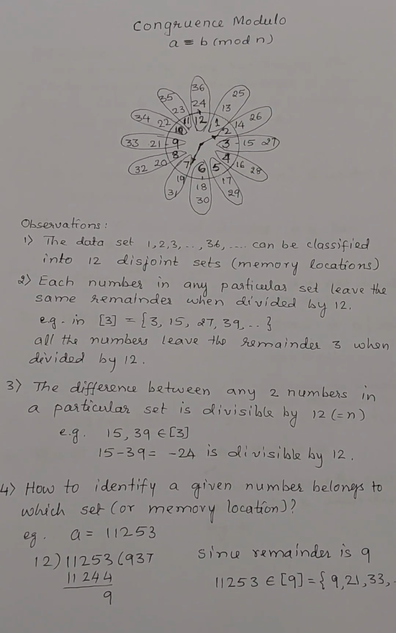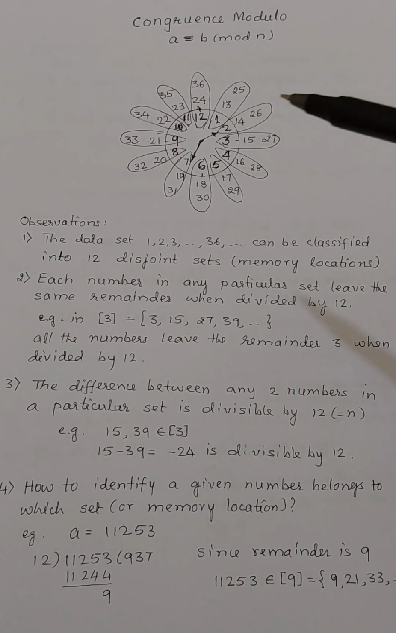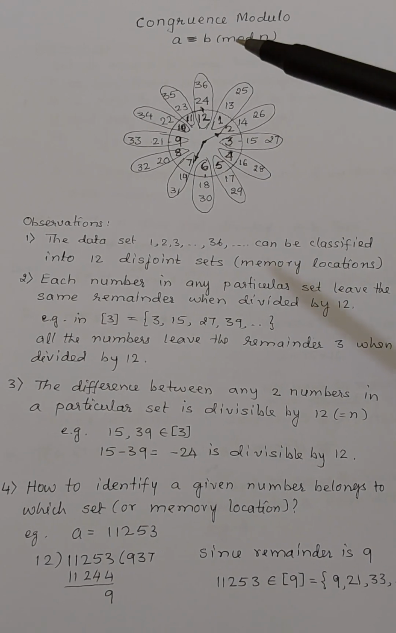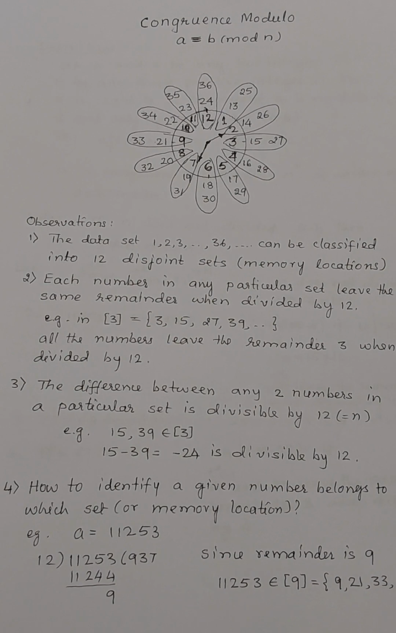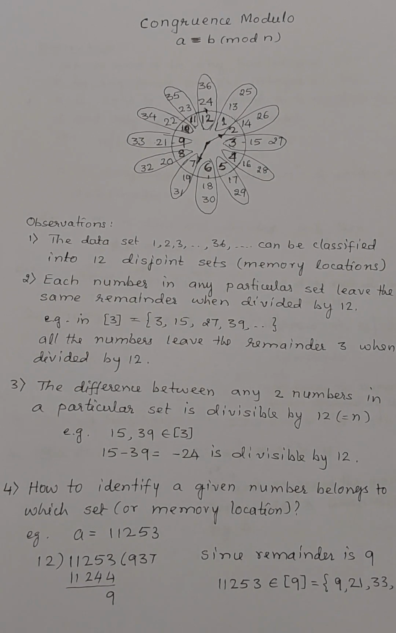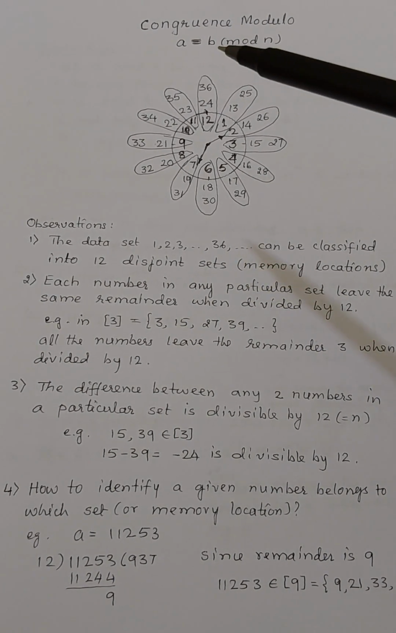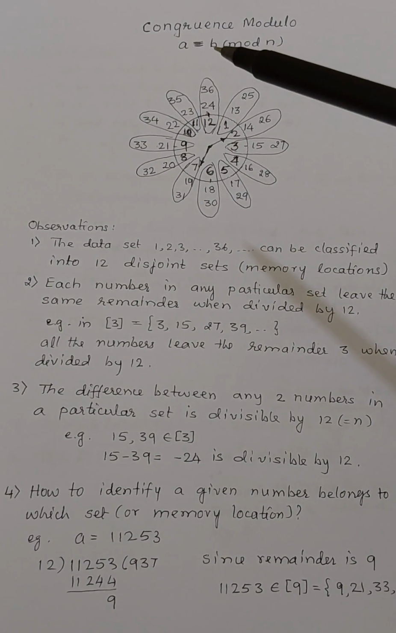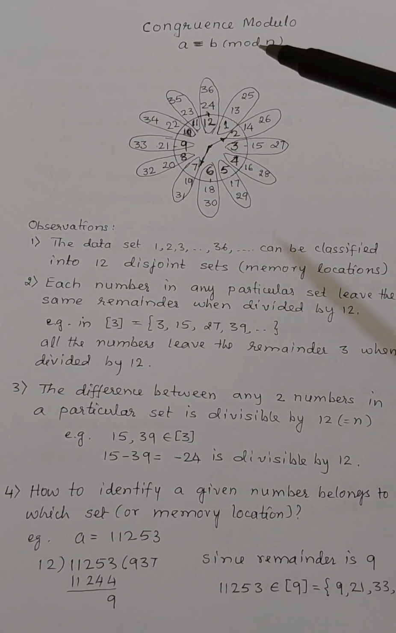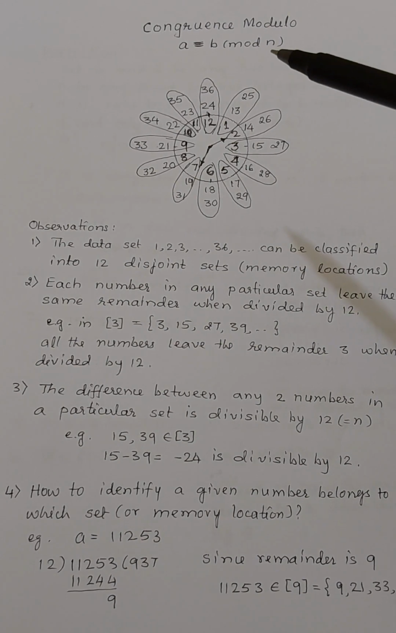Congruence modulo is an important topic in number theory. Congruence means compatible with or agree with, and modulo means measure. We say A is congruent to B mod n, where A and B are any integers, positive or negative, but n is a fixed positive integer.